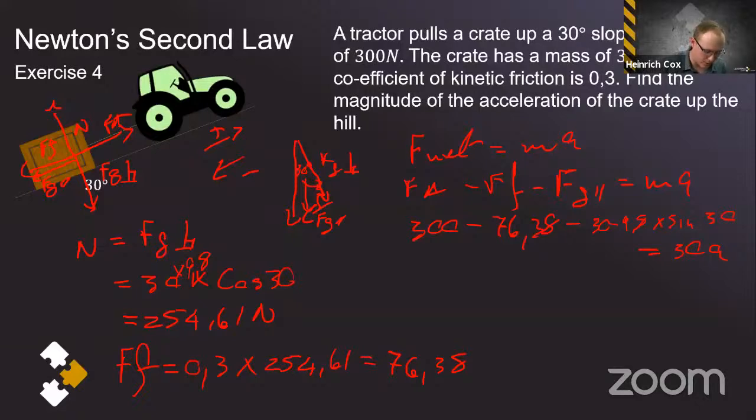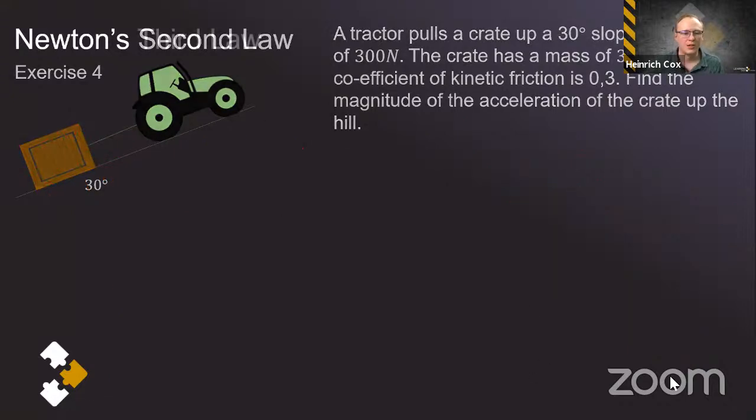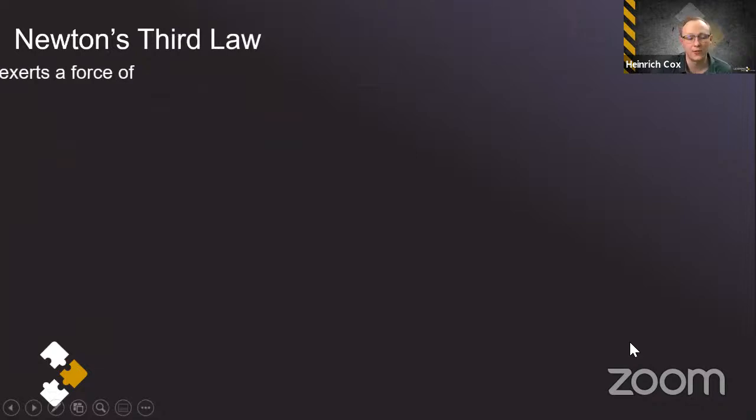Gives us an answer of 76.62 on the left-hand side. And then we divide that by 30, and that gives us an answer of acceleration is equal to 2.55 meters per second squared up the slope. Okay, so if you didn't get the time to quite get to that, that's okay, as long as you were on the right track. Okay, so very quickly, Newton's third law.